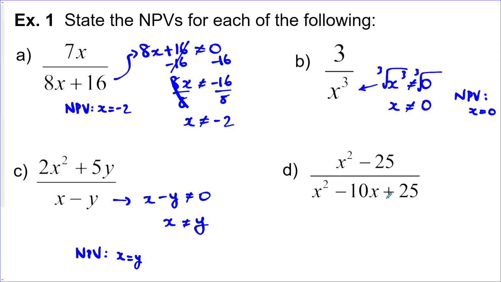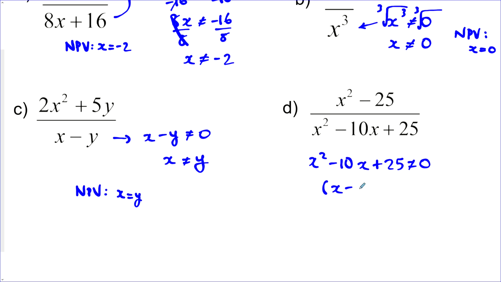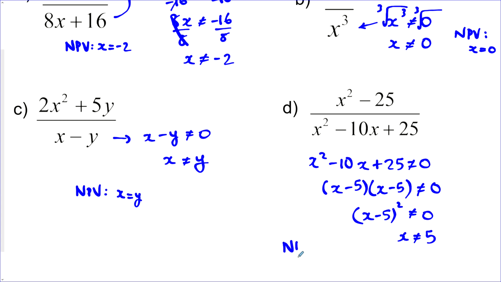And last one is a quadratic. And so this quadratic, the whole quadratic, cannot equal 0. So it looks like we should factor this to solve it. X minus 5 and x minus 5, which means it's both the same here. X minus 5 squared. Do some algebra, square root both sides, get rid of that squared. X cannot equal 5. And so our non-permissible value, we could say, is 5.